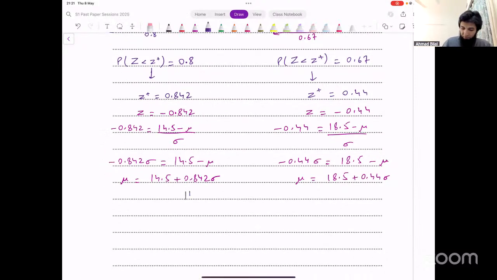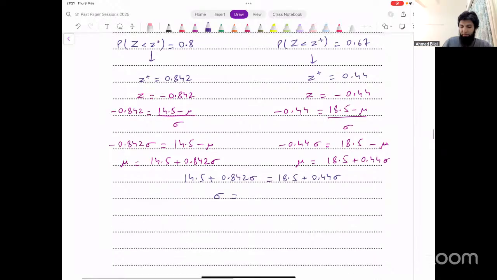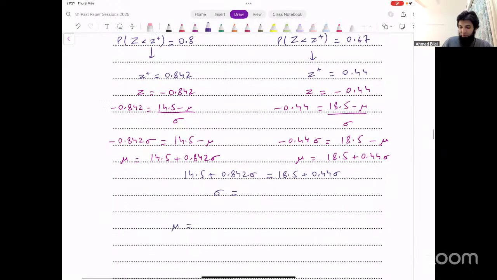Now, 14.5 plus 0.842 sigma equals 18.5 plus 0.44 sigma. Find the value of sigma for that. You can see what that turns out to be. Put that back in any one of those two equations, and you'll find the corresponding value for mu as well. 14.5 plus 0.842 times sigma will give you the value for mu.